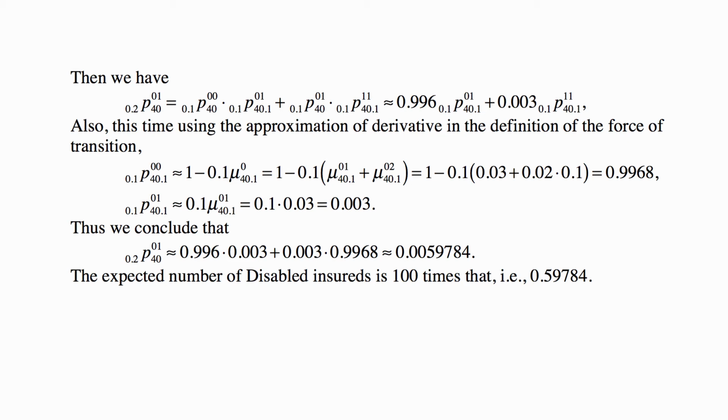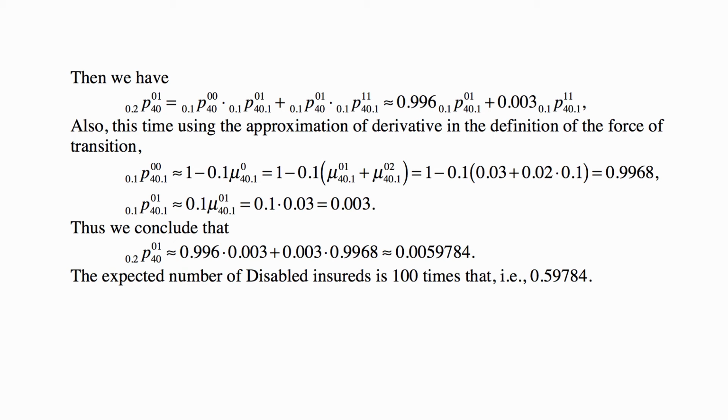And we can write that as 0.1 P4000 times 0.1 P40.101 plus 0.1 P0140 times 0.1 P40.1 upper 11, meaning that to go from state 0 to state 1, you can go from state 0 to state 0, then from state 0 to state 1, or from state 0 to state 1, and then from state 1 to state 1. Excellent.